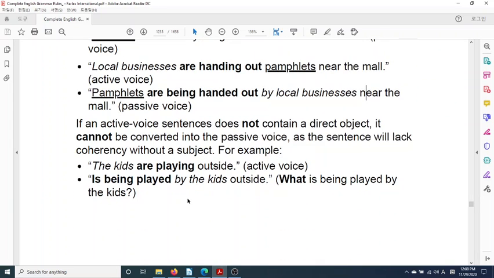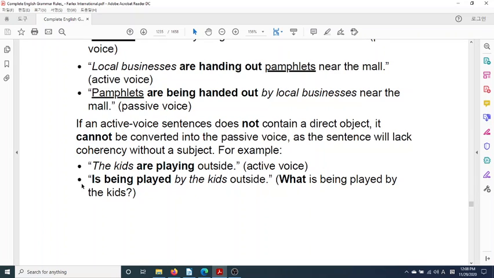If an active voice sentence does not contain a direct object, it cannot be converted into the passive voice, as the sentence will lack coherency without a subject. So coherency means the ability to understand it.